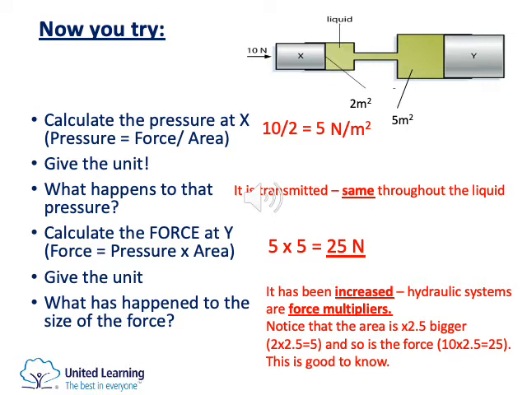Now, the surface area is 5 meters squared. The pressure is 5 Newtons per meter squared, which means the force must be 25 newtons, okay? Because to find the force, you have to times pressure by area. So 5 times 5 is 25 newtons. Now what has happened is the force at Y has been increased. So remember what I said to you guys earlier, hydraulic systems are good ways to increase or decrease force depending on what you want to do.